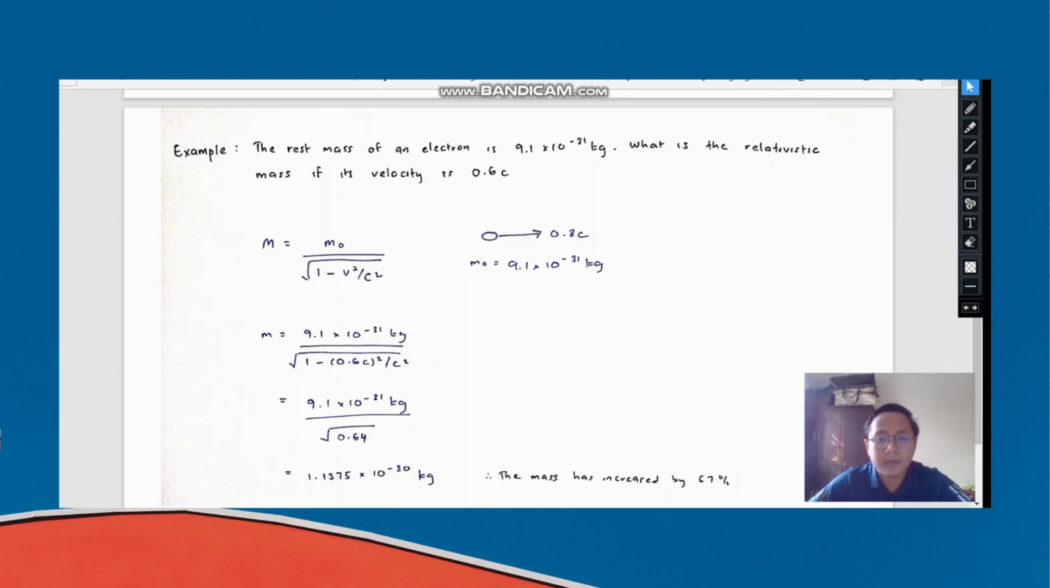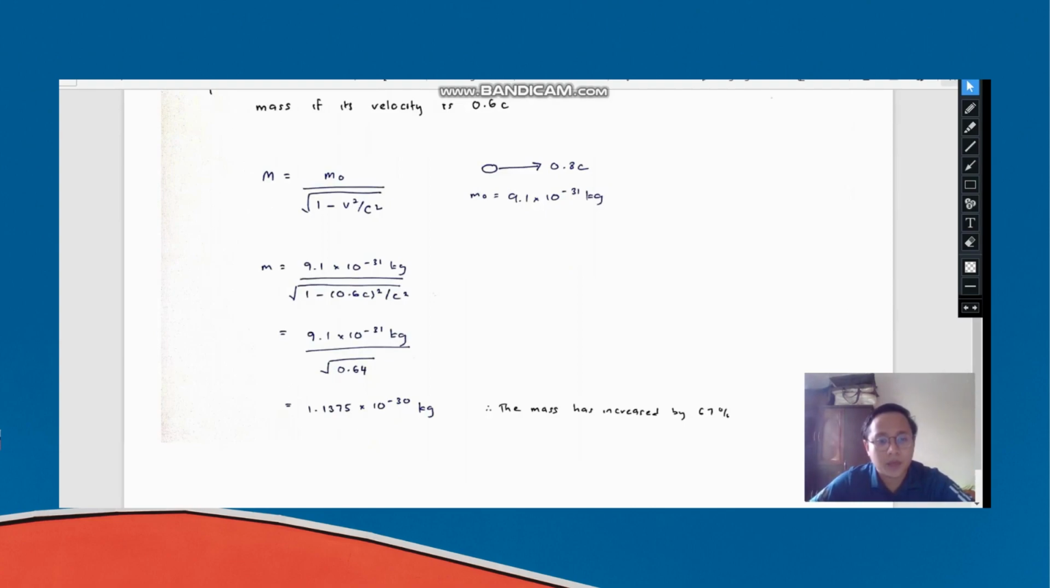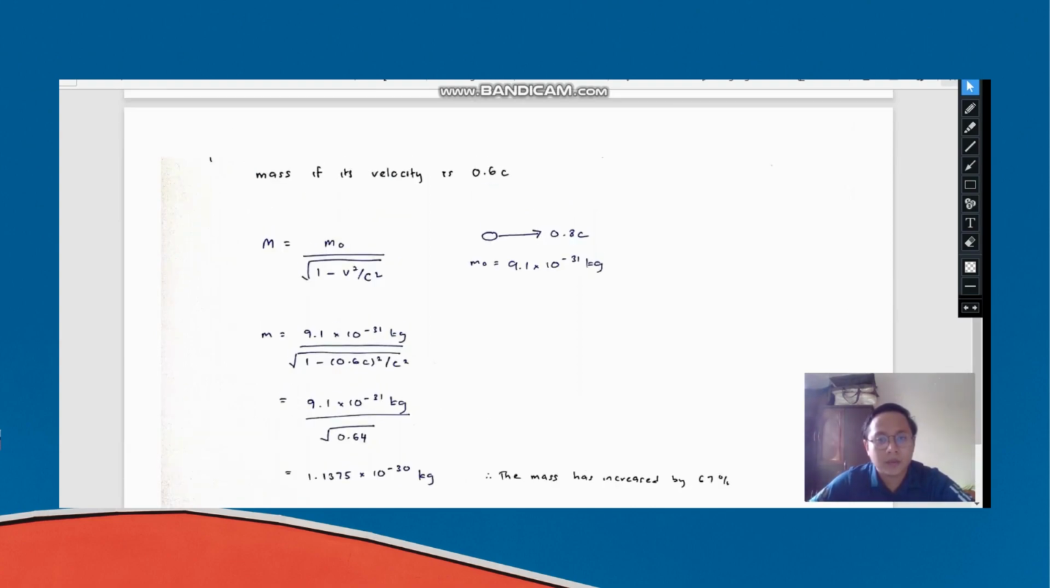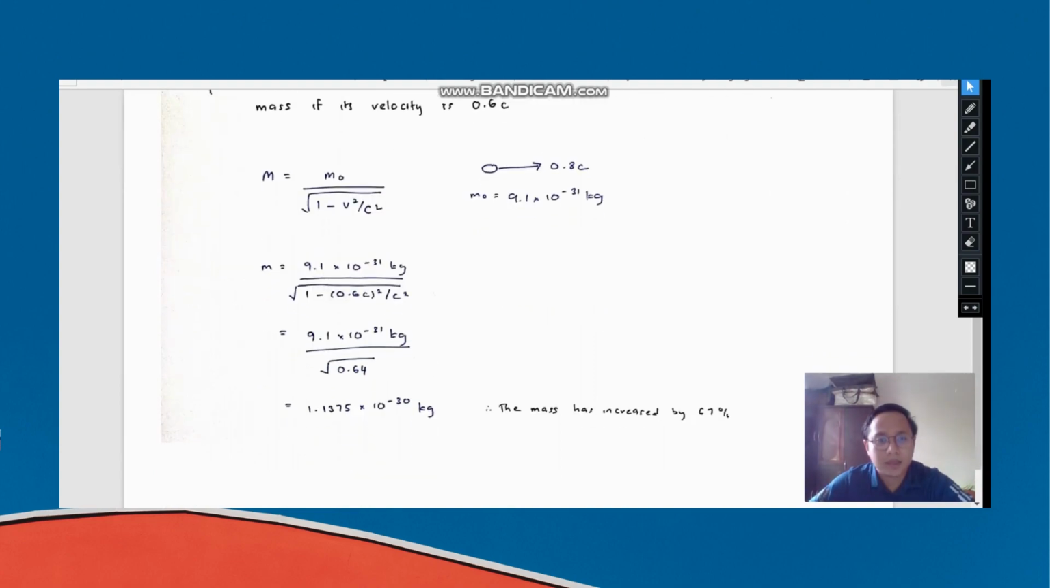Given m0 is 9.1 times 10 to the power negative 31 kilograms, and the velocity is 0.8 of the speed of light, then we substitute the values back into the equation and we get the relativistic mass is 1.1375 times 10 to the power negative 30 kilograms. The mass has increased by 67.